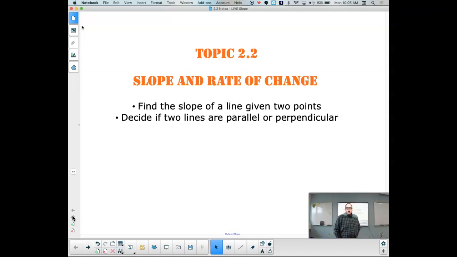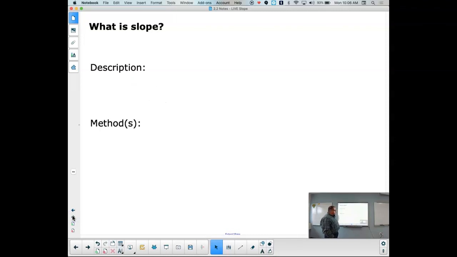Okay? All right, so let's get into it here. We're going to be talking about slopes and rates of change today. So we're going to be finding the slope between two lines, and the big part about today is the parallel and perpendicularness of lines. Okay? So what is slope? What is the concept of slope?